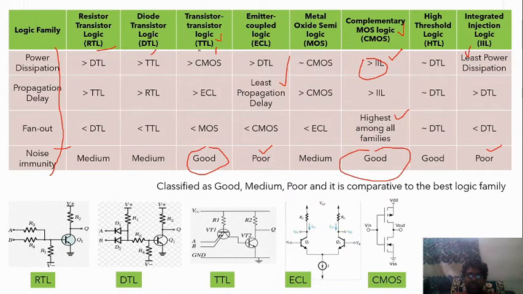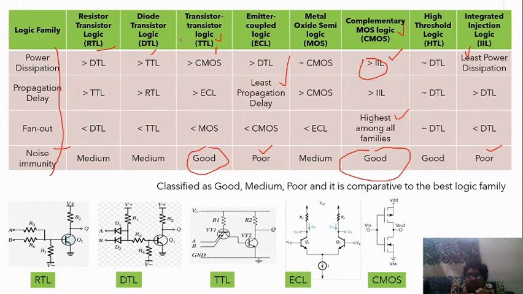And if you see the evolution of this digital logic, in the initial days there was more of RTL, and then the DTL came up, and TTL was one of the most used. Later, based on high speed board designs or based on the power requirements, the ECL and the CMOS came up. So that's how the evolution of these digital families came up.